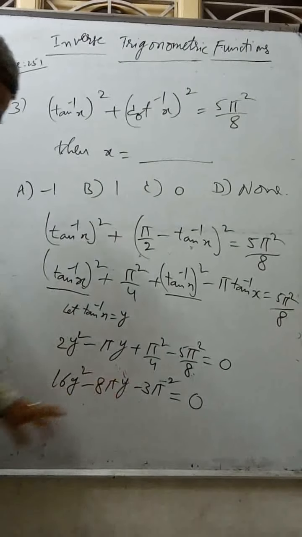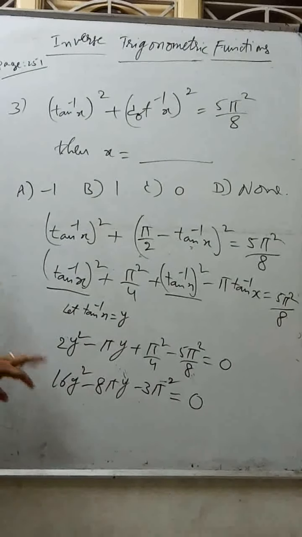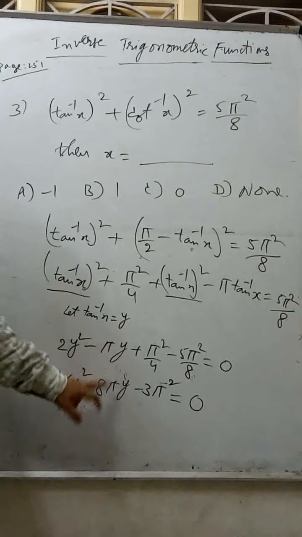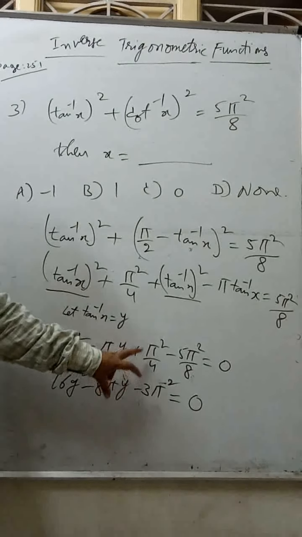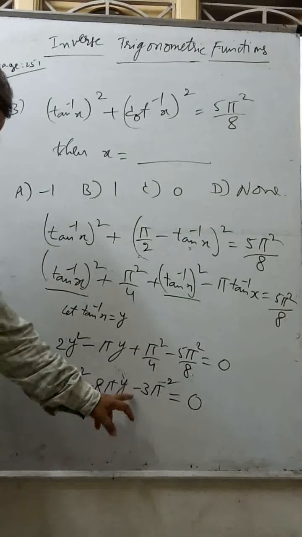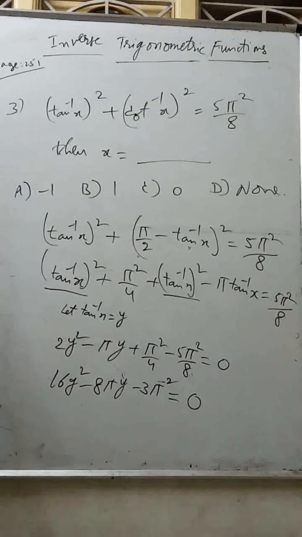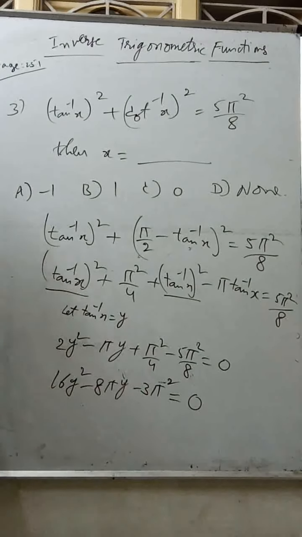I am taking 8 LCM and bringing it onto that side. So it becomes 16y square minus 8 pi y, and 2 pi square minus 5 pi square becomes minus 3 pi square, whole by 8, equal to 0. This side goes to that side, 0.